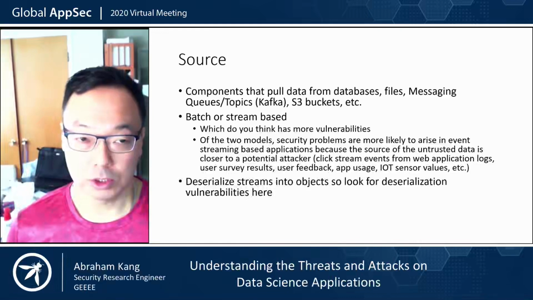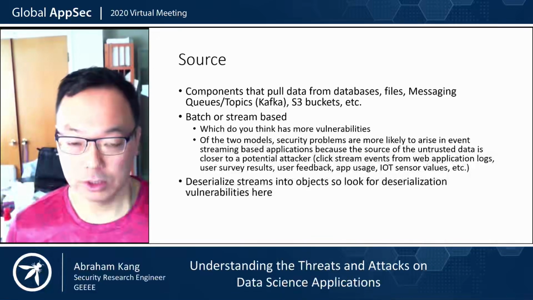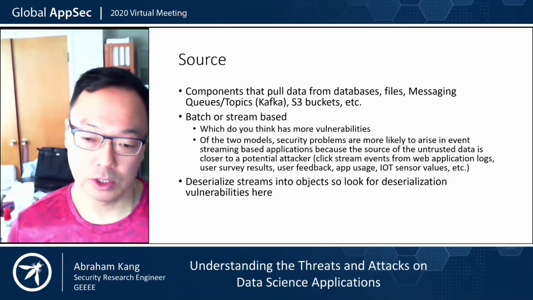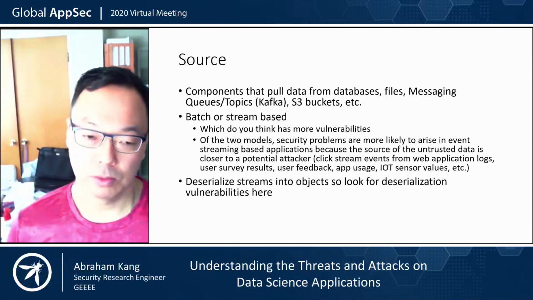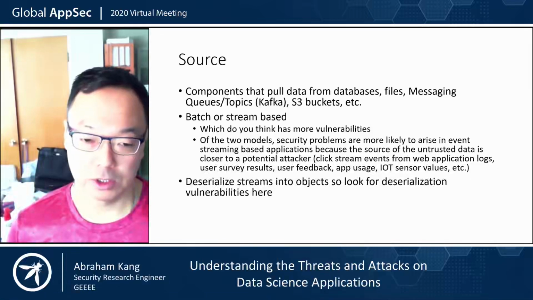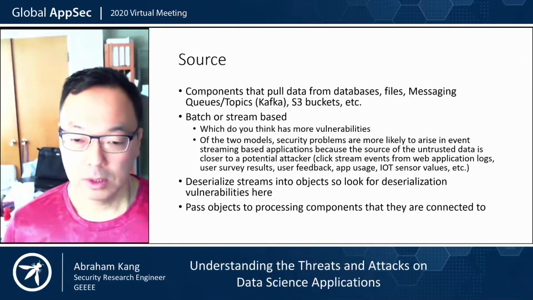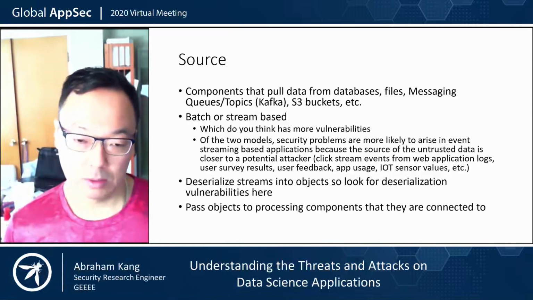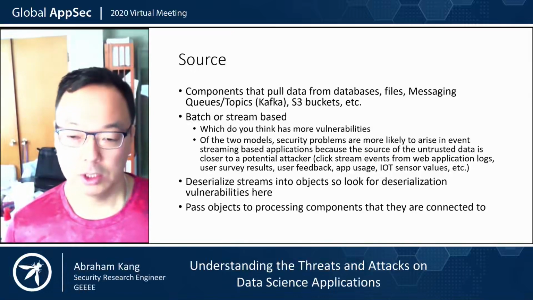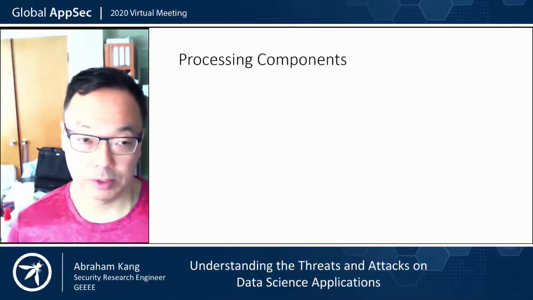And so the sources are the location where typically the streams of input from a messaging infrastructure are converted into objects to be passed to processing components. So you want to be really careful about looking for deserialization vulnerabilities in these components. Once the sources convert the streams into objects, they pass them down to the processing components that they are connected to as part of the pipeline.